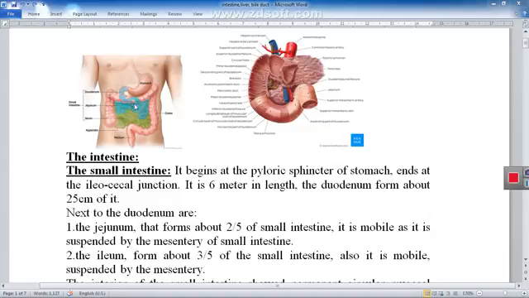We have to say now that the whole length of the small intestine is about 6 meters. 25 centimeters of this only is for the duodenum, the rest is for the jejunum and ileum. The jejunum is about 2/5 of the small intestine, and the ileum is about 3/5 of the small intestine, and both are mobile, the jejunum and the ileum, because they are suspended by mesentery of the small intestine.